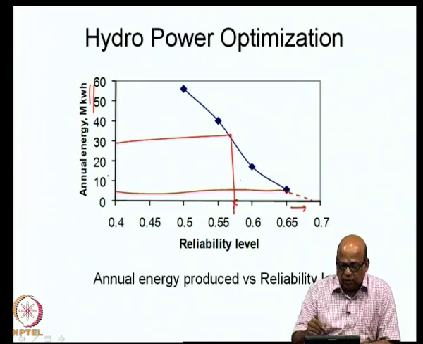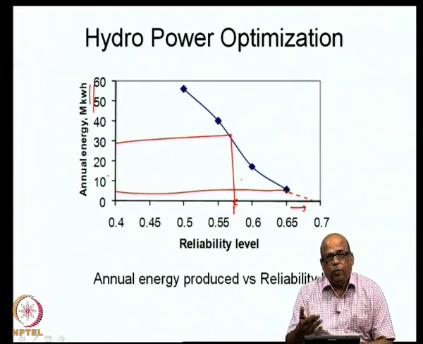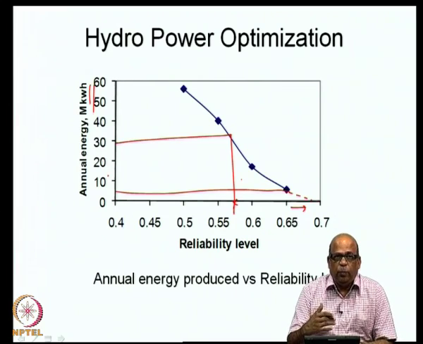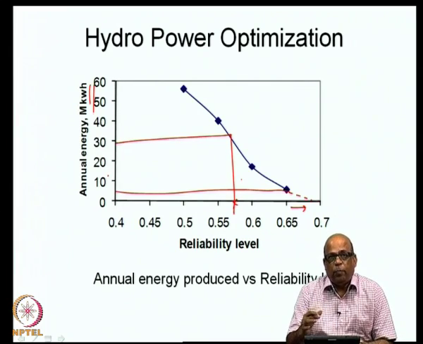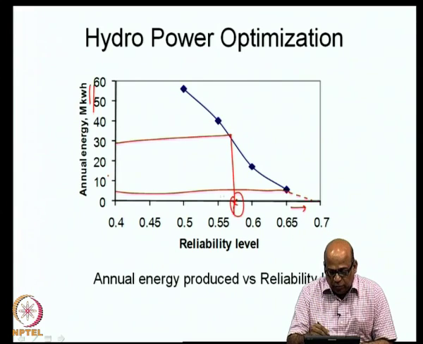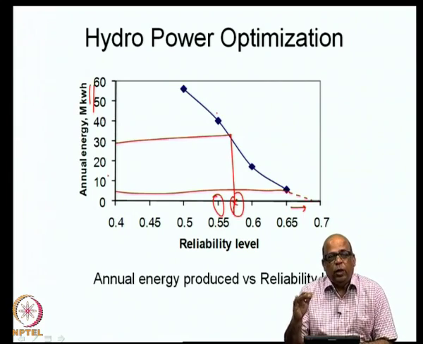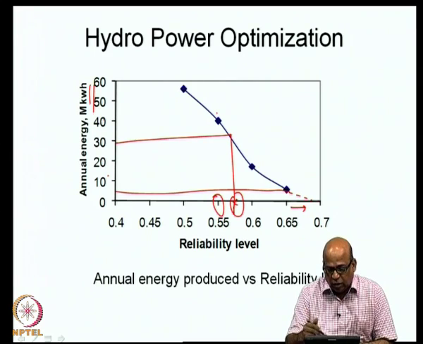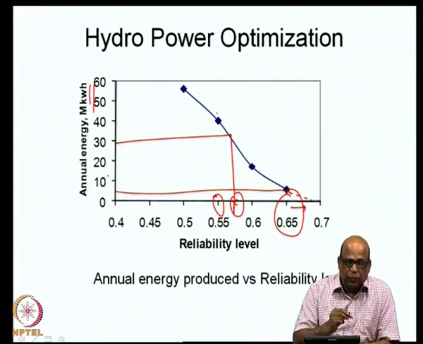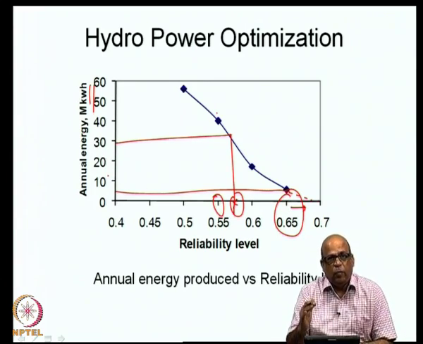So, this figure that you are seeing now provides you a good tool with which to make decisions on how to operate the reservoir. Do I operate the reservoir at 55% reliability of meeting the irrigation demands, in which case I will get higher power, or do I sacrifice on power and meet the irrigation demand at a much higher level. Let us say I want to meet at 65%, then I will be able to generate only 5 million kilowatt hours.